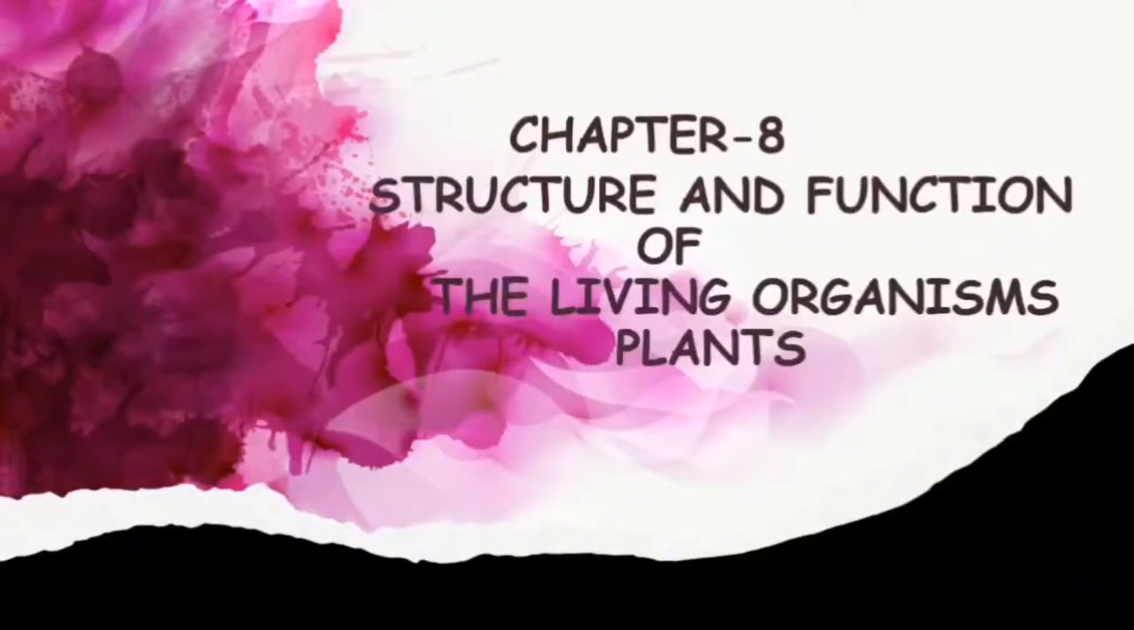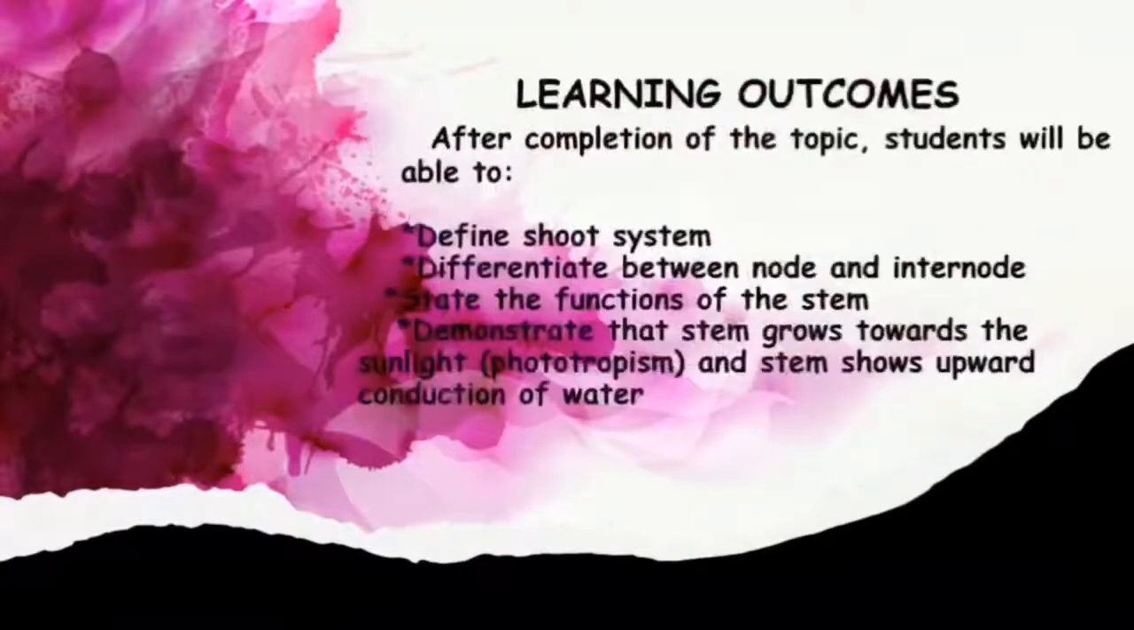Let's begin with the learning outcome first. Learning outcome means what you will achieve after the completion of this video, what you will be able to explain. After this video, you will be able to define the shoot system. What is the definition of the shoot system? Next, you will be able to differentiate between the node and the internode. What is the definition of node? You will also be able to define internode.